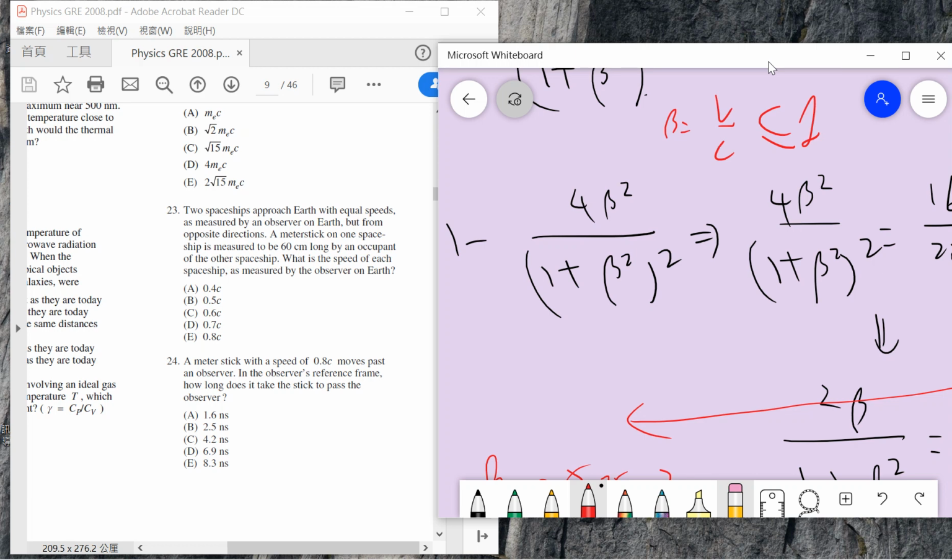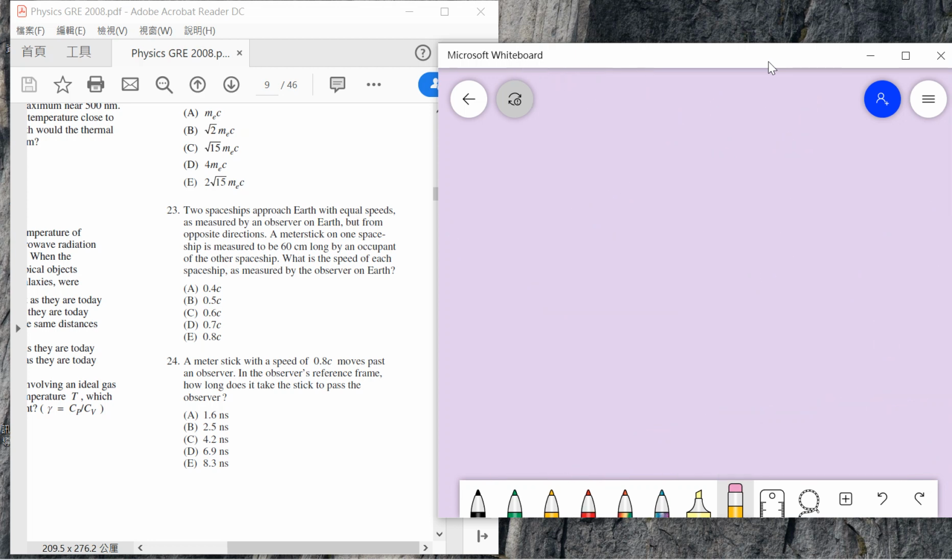The answer is B. So you need to remember the velocity addition formula in special relativity.